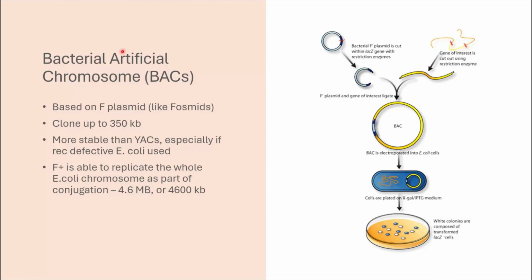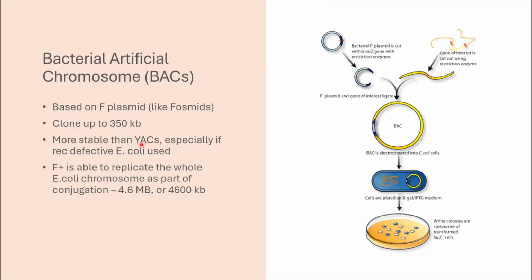The solution is actually these bacterial artificial chromosomes, also known as BACs. And they're based on the F plasmids, so just like fosmids. They can clone up to 350 kilobases. So this is the one that's used for the Human Genome Project.